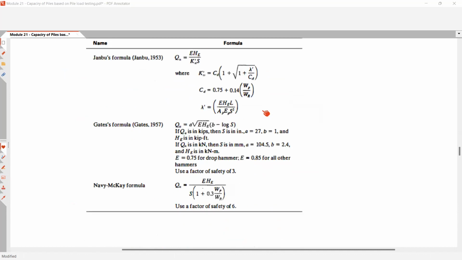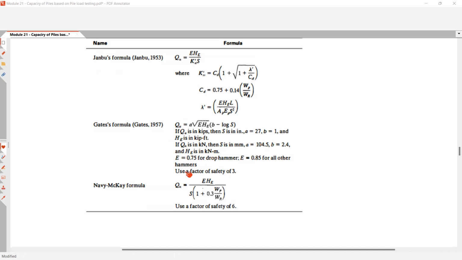Okay, so next natin is yung Gates formula. Okay, so basically E and HE alam na natin. Okay, so what is A and B? So if your QU is in kips, then your S is in inches. Yung average penetration mo is in inches. And your A is equals to 27 and your B is equals to 1. And HE mo dapat naka-kip foot. Pero yung if QU mo is in kilonewton, then your S is in millimeters, your A is equals to 104.5 and your B is equals to 2.4 and your HE is in kilonewton meter.